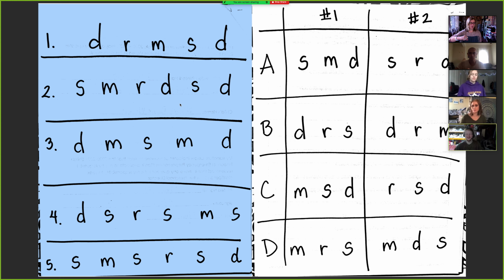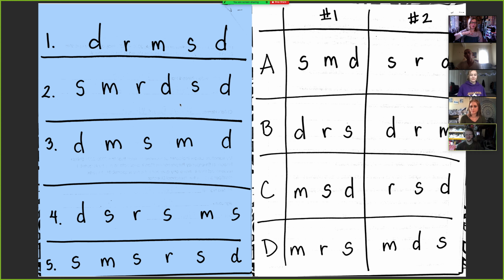Any questions about number 2? Let's go on to number 3. It starts on do. Breathe. Do, mi, so, mi, do. So that pattern probably sounds really familiar to you. You've used lots of vocal exercises or vocal warm-ups that have that in there.